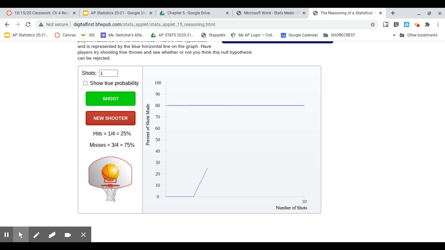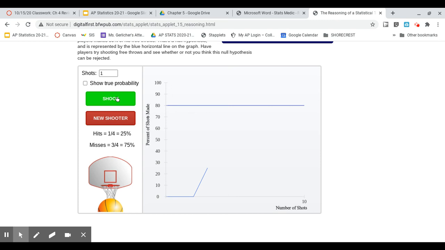Let's do one more. Oh, she finally made one. So now her hit rate is 1 out of 4, or 25%. Out of the 4 possible shots, she made one of them. That's 25% of the time. So notice that our graph went up to 25. And I am writing this down as well, 0.25. Okay, because you'll write this down in your worksheet in a little bit.